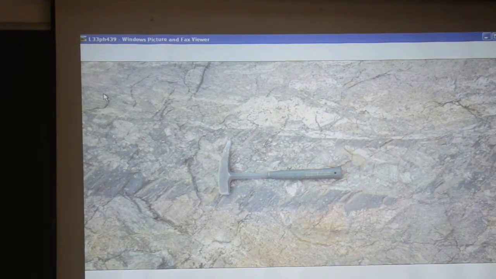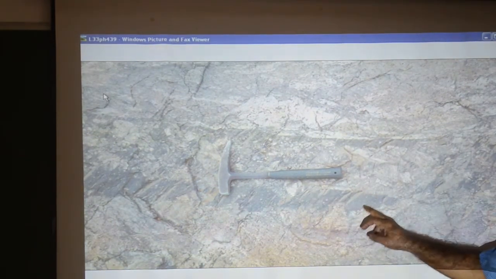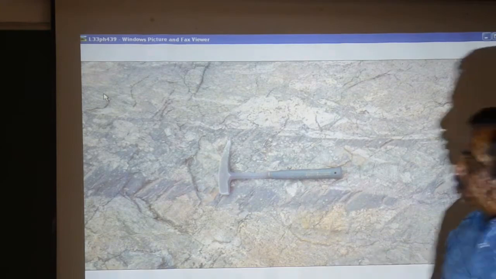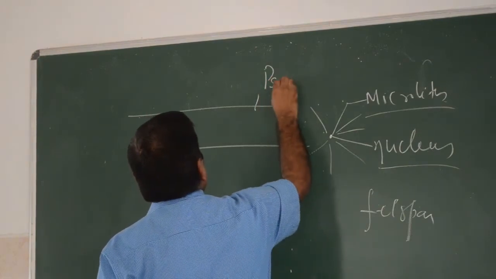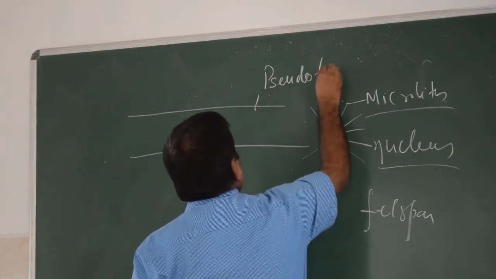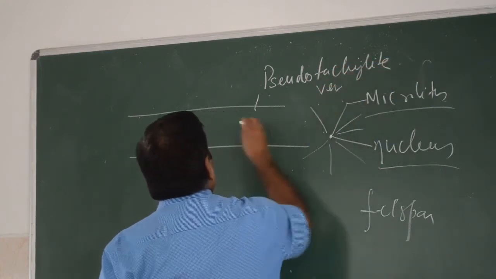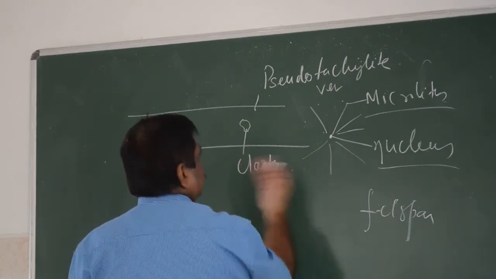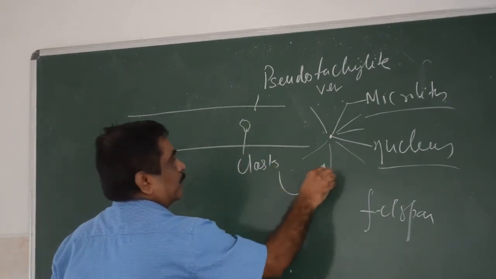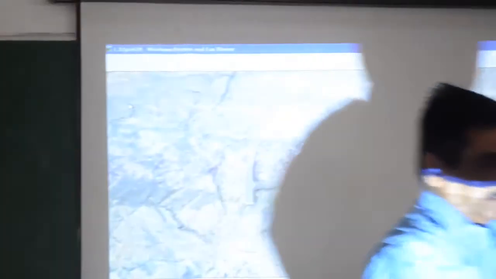These are the pseudotachylite veins. You can see the minor clast inside this. So a pseudotachylite vein like this one. These are declasts. And if you see under a thin section, this type of thing will appear. It is a pseudotachylite name.